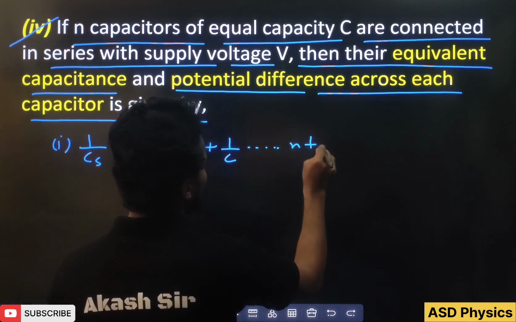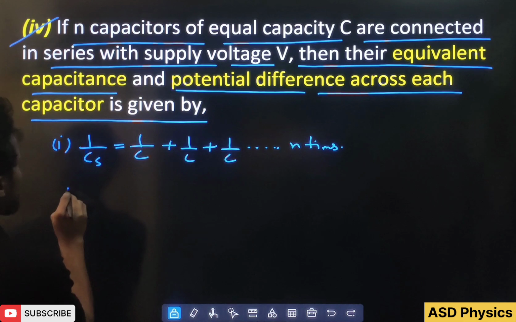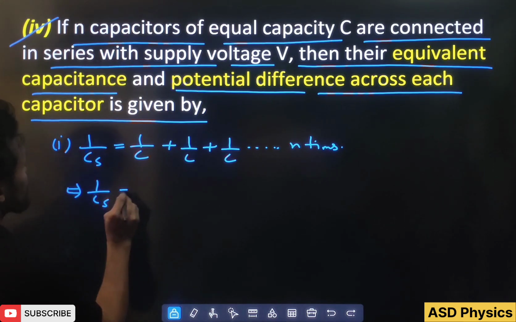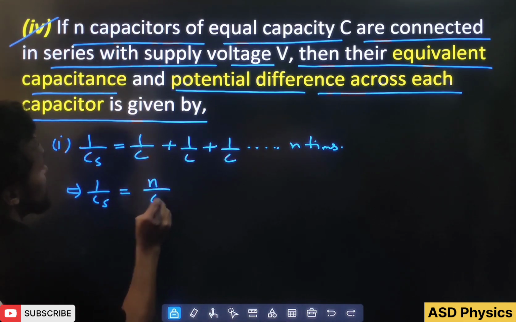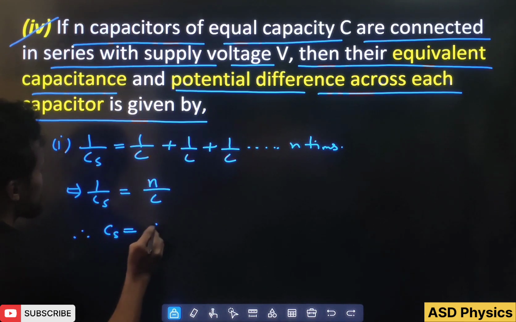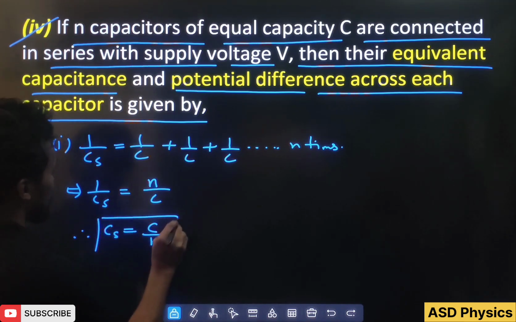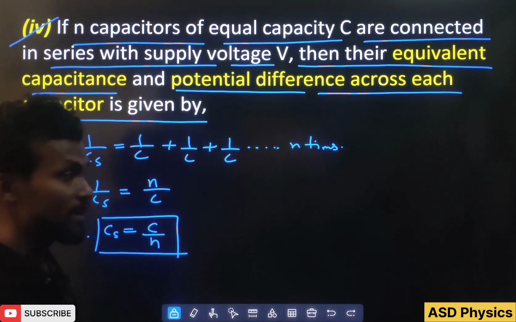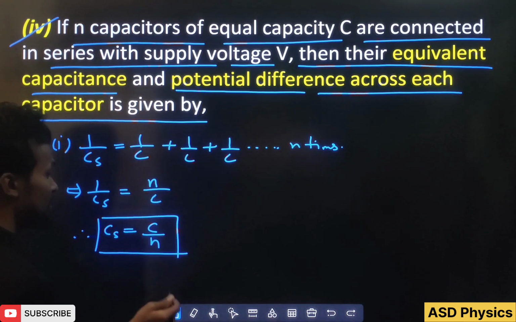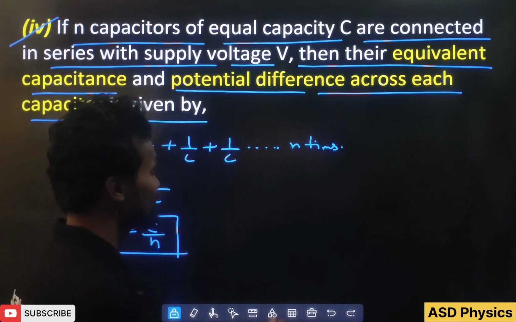Okay, so how many times? N times. So you know what will happen here? This will become 1 by Cs equal to N by C. Hence Cs is given by C by N. Three capacitors means C by 3, four capacitors means C by 4, like this.